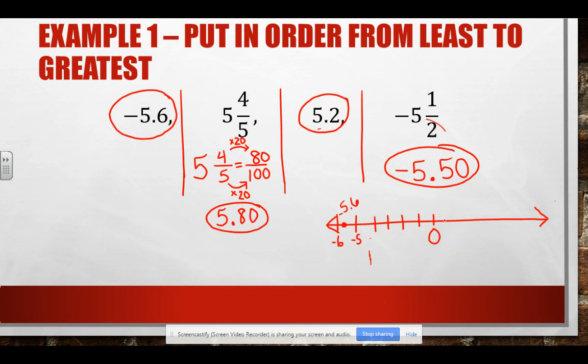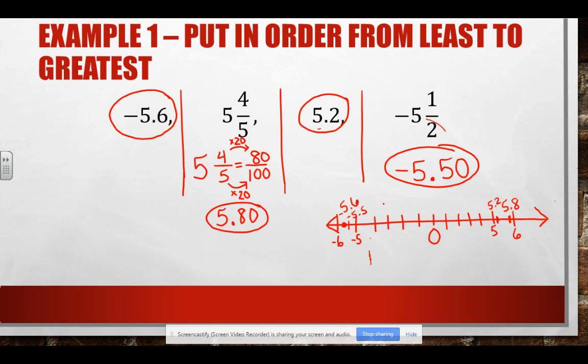Next, I have a positive 5.8. 1, 2, 3, 4, 5, 6. Here's my 5. Here's my 6. So 5.8 is going to be closer to my 6. My next number is 5.2. 5.2 is still going to be on the positive side, but closer to my 5. And negative 5.5. It's very close to that negative 5.6, but it's a little bit closer to my negative 5. Now I've got all my numbers plotted on my number line.